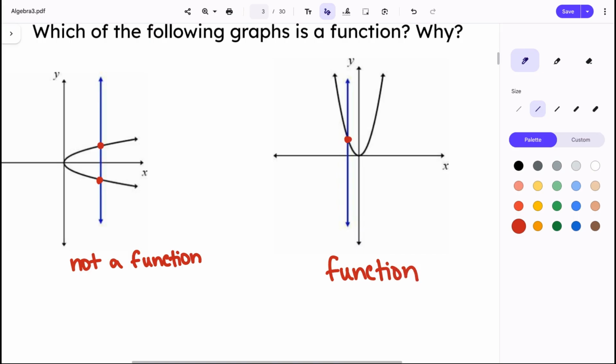So if you have the picture of the equation that you're trying to decide is a function or not, if you know what the graph looks like, that's a really quick way to figure out if it is or isn't.